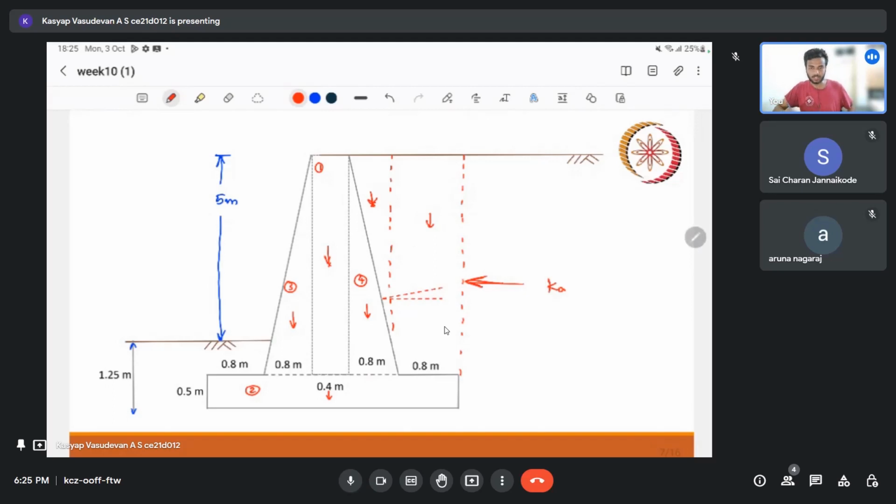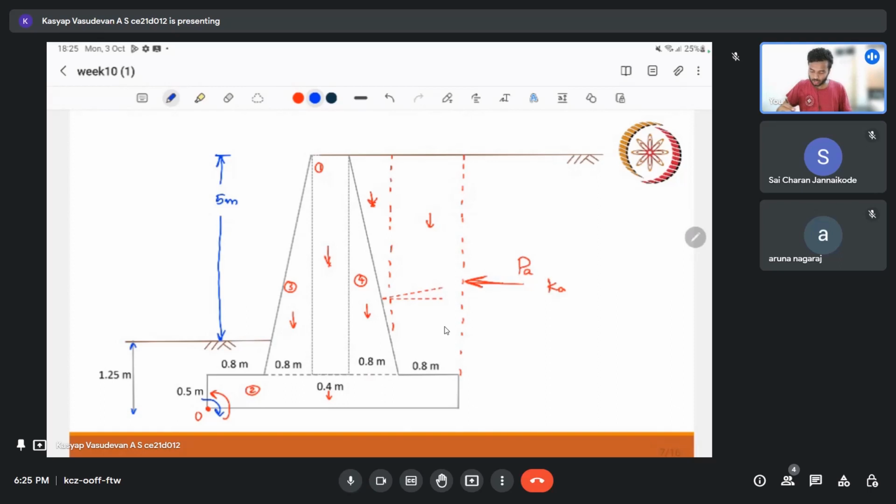So the self weight of the soil is also considered, because since we are taking moment at this point, all the weights, that is concrete weights and the soil's weight, will contribute for resisting moment, and the lateral load will contribute for the overturning moment. So if you can imagine the horizontal load, the lateral earth pressure load, that will contribute to overturn the retaining wall, and the other loads will cause the restoring moment.